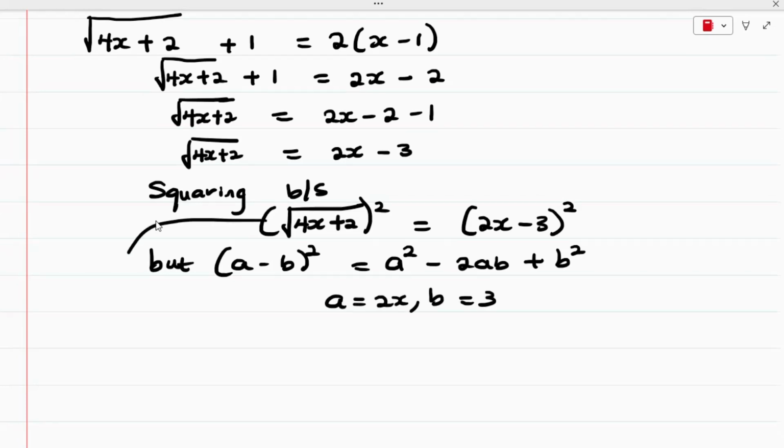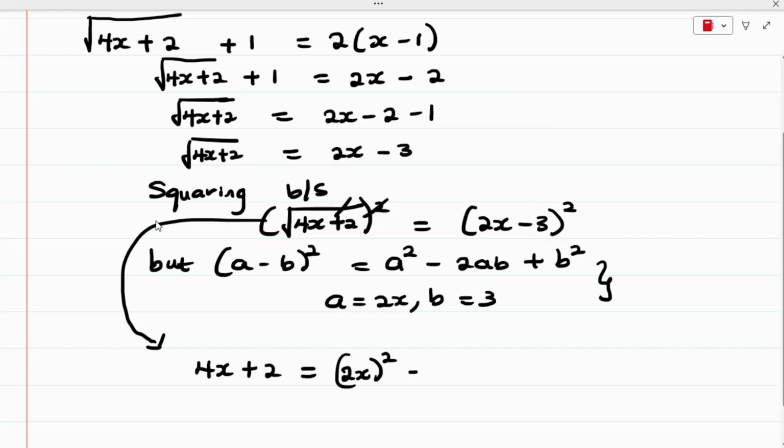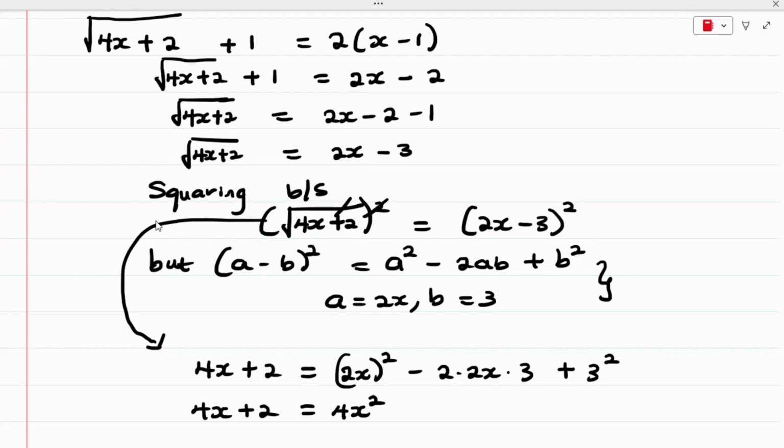3. So from here up to this point, this is going to cancel out this. So we have 4x plus 2 is equal to, applying this property to the right hand side of this equation, 2x all square minus 2 multiply 2x multiply 3 plus what? 3 square. So we have 4x plus 2 is equal to 2x square is 4x square, minus 2 multiply 2x multiply 3. This is going to give us 12x, plus 3 square, which is what? 9.